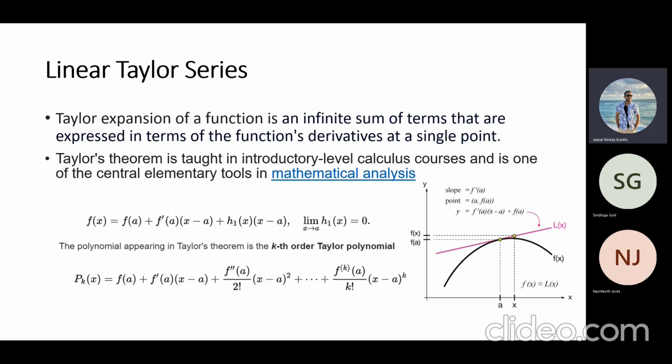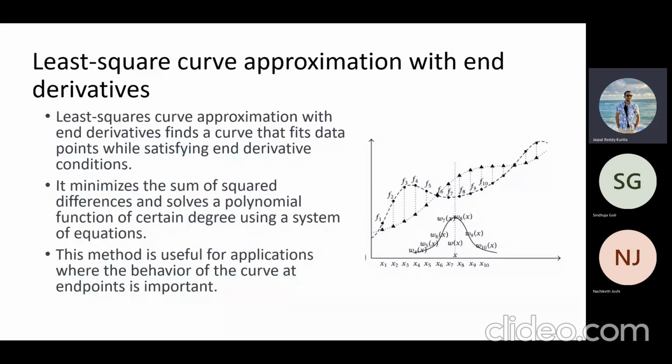Least squares approximation with n derivatives. This is the second topic of our presentation. Least squares curve approximation with n derivatives finds a curve that fits data points while satisfying n derivative conditions. It minimizes the sum of squared differences and solves for a polynomial function of a certain degree using a system of equations. This method is useful for applications where the behavior of the curve at the endpoints is important.